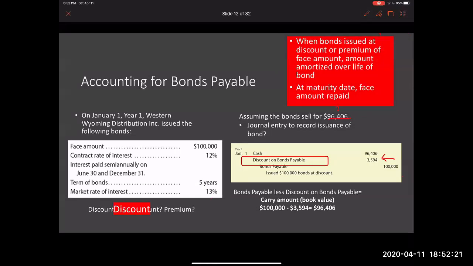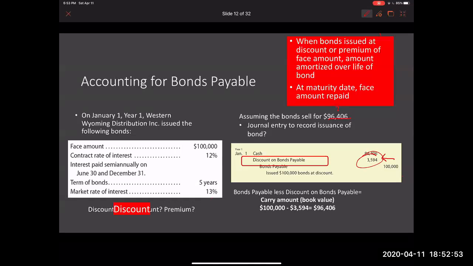Okay. So the last point that I want to make before we move on is this point here. It says when a bond is issued at a discount or premium of the face amount, the amount is amortized over the life of the bond. So this $3,594, although we did not receive this amount when we issued the bond, we're going to amortize it or discount it so we as a company don't take a hit for the money that we didn't receive.